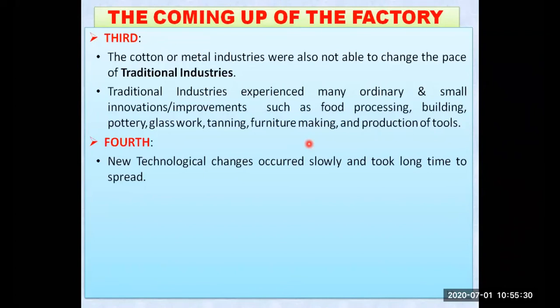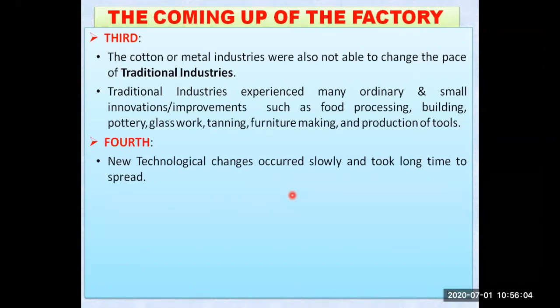And the fourth reason: new technological changes occurred slowly and took a long time to spread. When a new technology arrives in the market, people used to hesitate, है ना, लोग जो है थोड़ा हिचकिचाते हैं उसको accept करने के लिए. Suppose there is a new software or new mobile in the market, then people used to hesitate to buy that new mobile or new technology because they feel it is risky to accept.